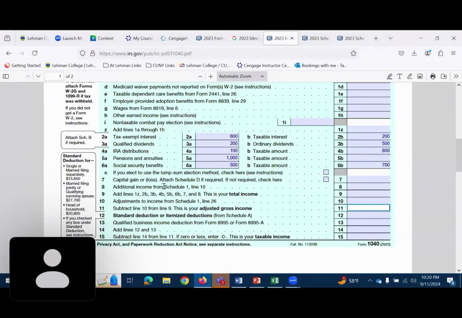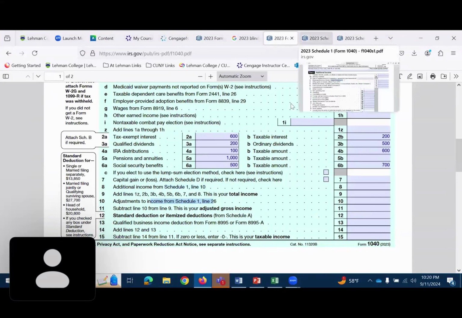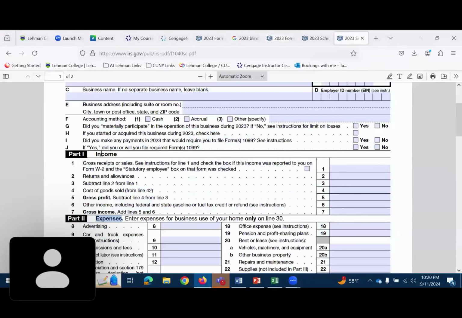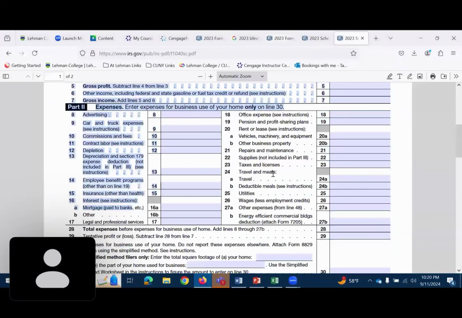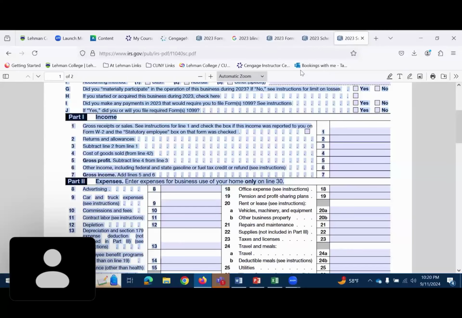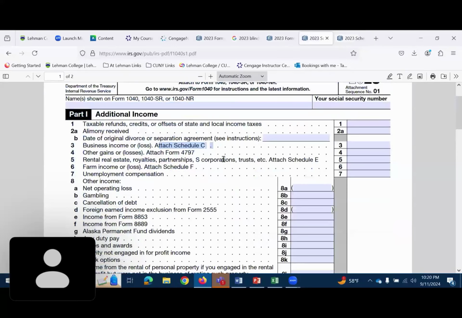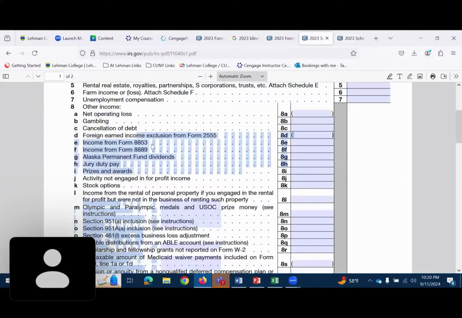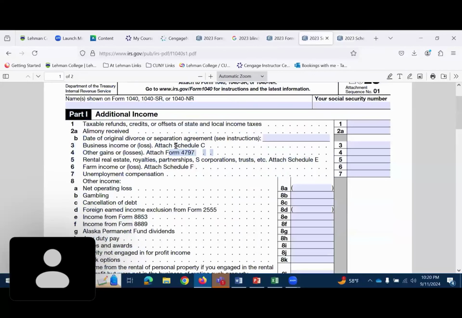So on my Schedule 1, any type of deductions that I have on my Schedule C, anything on my Schedule 1, I've got my Schedule E, I've got my Schedule F, I've got all these different schedules, and all of these have income. Schedule C has income and expenses. Schedule E has income and expenses. Schedule F has income and expenses. So those are deductions, right?